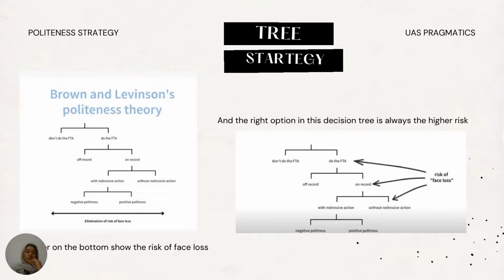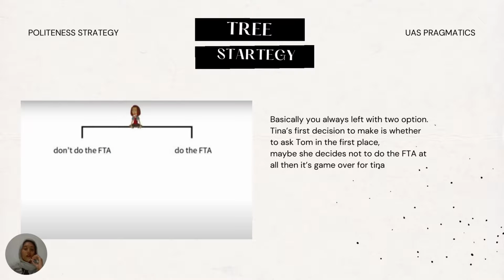The next, three strategies according to Brown and Levinson's politeness theory. The arrow on the bottom shows the risk of face loss, and the right option in this decision tree is always the higher risk. The next, don't do the FTA and do the FTA. Basically, you are always left with two options.